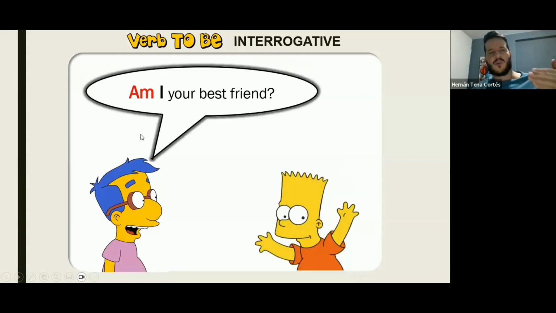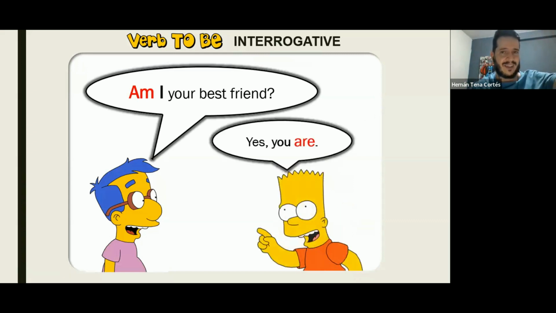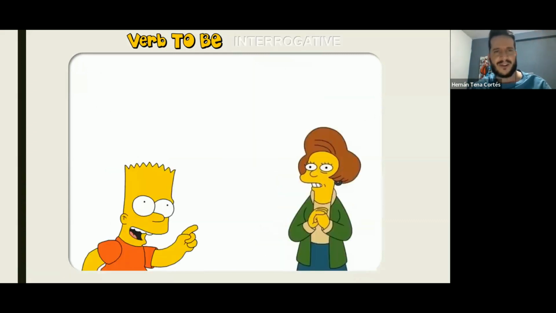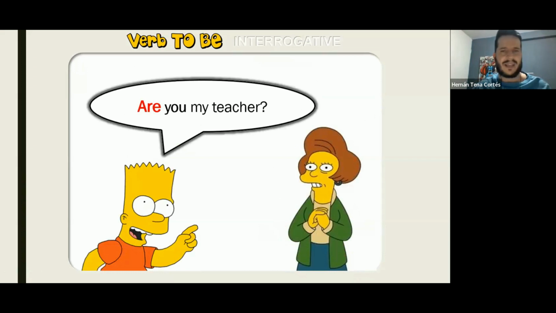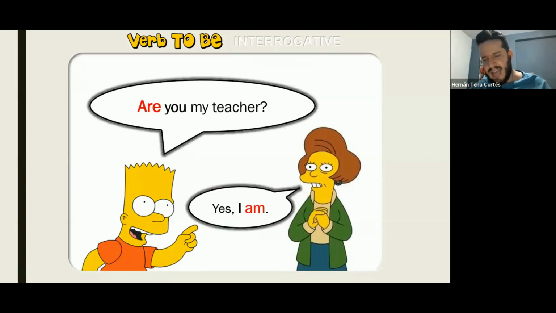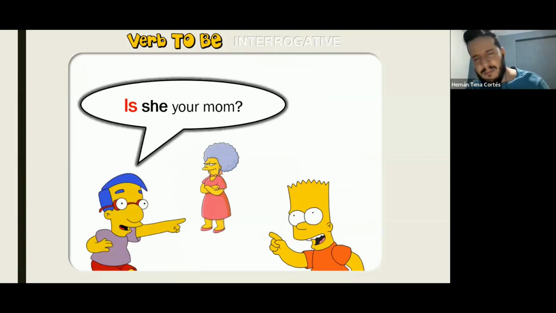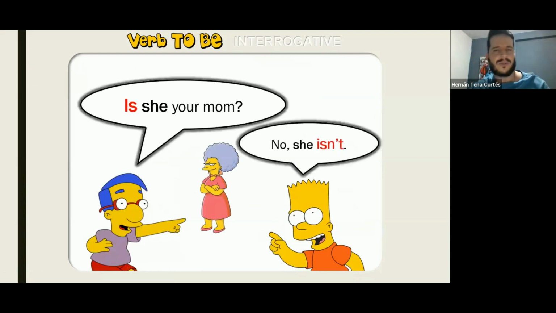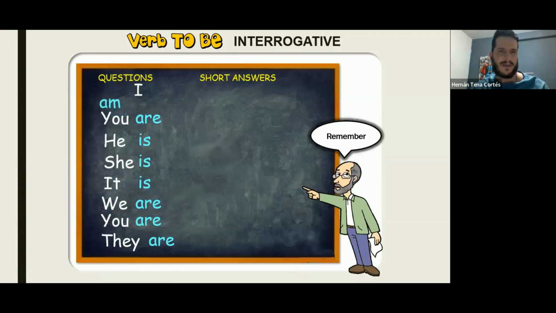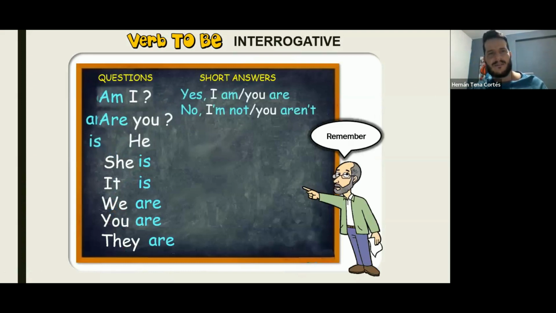Bueno, let's go now to questions. ¿Cómo hacemos preguntas? Recordamos primero, colocamos el verbo to be. Am I your best friend? Yes, you are. Are you my teacher? Yes, I am. Is she your mom? No, she isn't. All right, nos acordamos que cuando hacemos las preguntas, primero el verbo to be.